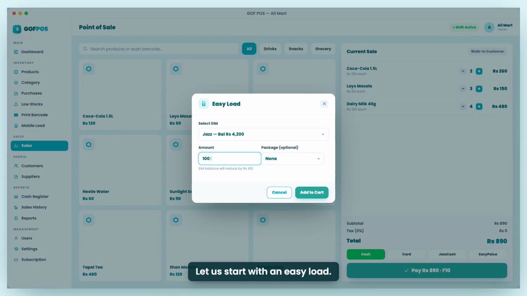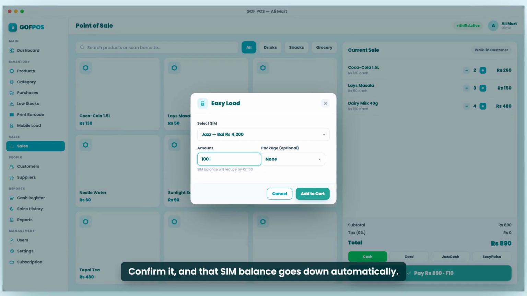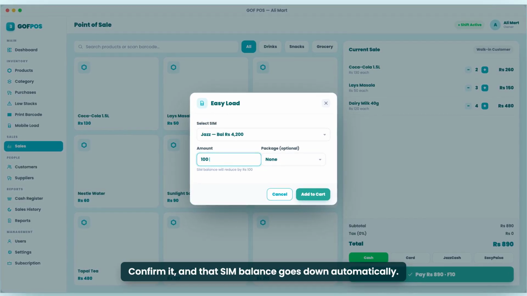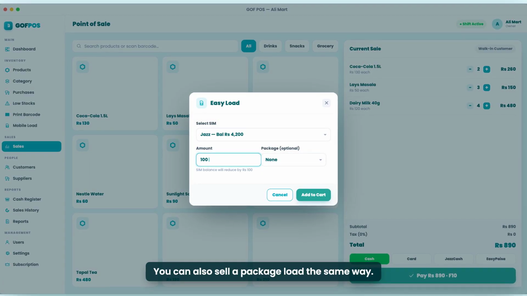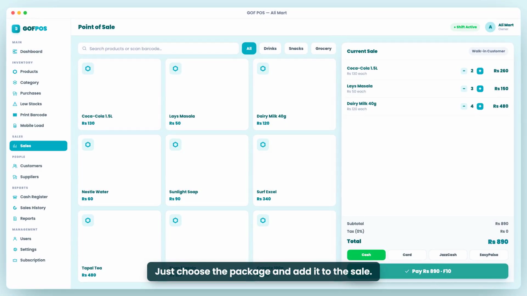Let us start with an easy load. Pick the SIM network and enter the load amount. Confirm it, and that SIM balance goes down automatically. You can also sell a package load the same way. Just choose the package and add it to the sale.